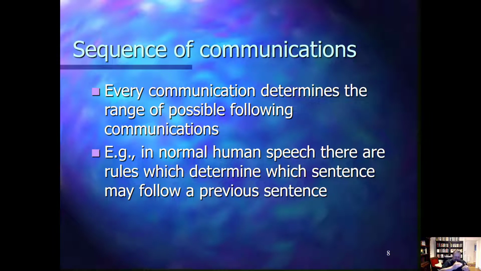So in a sense, every communication in these systems can be seen as determining what are the possible communications. And these possibilities that may follow, these are the things that define what the system is, what can belong to the system. So then in normal human speech, for example, there are quite clear rules about which sentences may follow previous sentences, how you compose your speech in order to make sense. And if you don't follow these rules, then the speech doesn't make sense. So it's outside of the system of communication that normally would be generated.